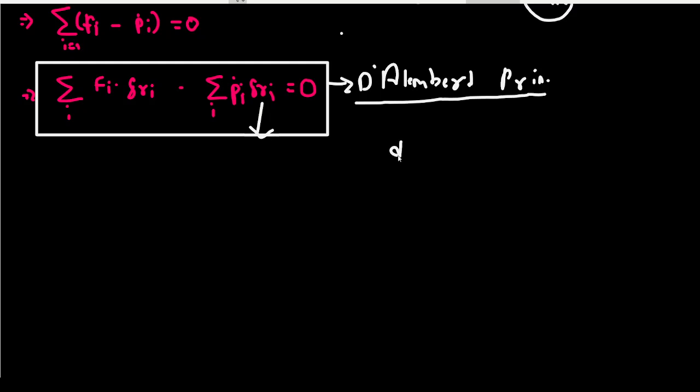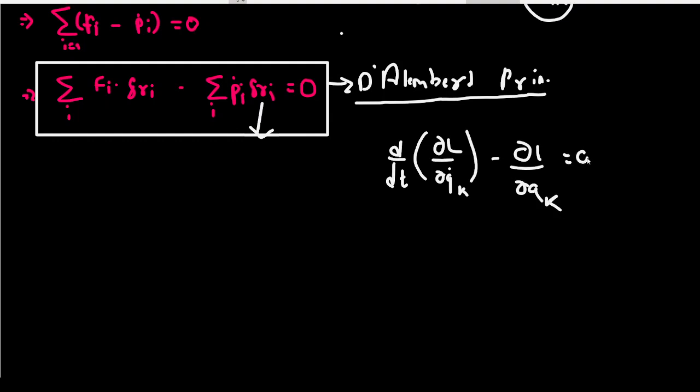And the general Lagrange equation I will write as d by dt of del L divided by del q_k dot, minus del L divided by del q_k, equals 0. Here L is the Lagrangian, and it is equal to the total kinetic energy minus the potential energy. So this is the particular equation of the Lagrangian.